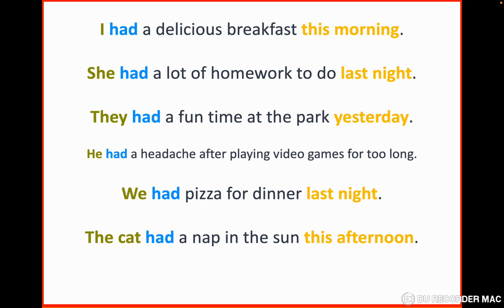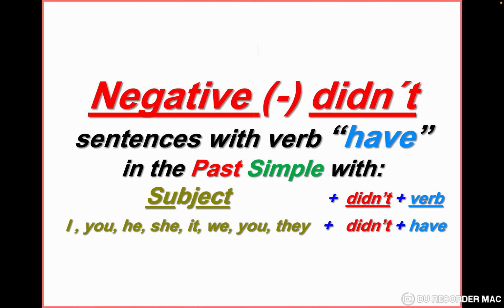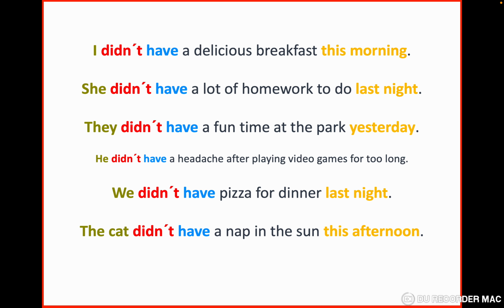Let's see these sentences in the negative form. I didn't have a delicious breakfast this morning. She didn't have a lot of homework to do last night. They didn't have a fun time at the park yesterday. He didn't have a headache after playing video games for too long. We didn't have pizza for dinner last night. The cat didn't have a nap in the sun this afternoon.